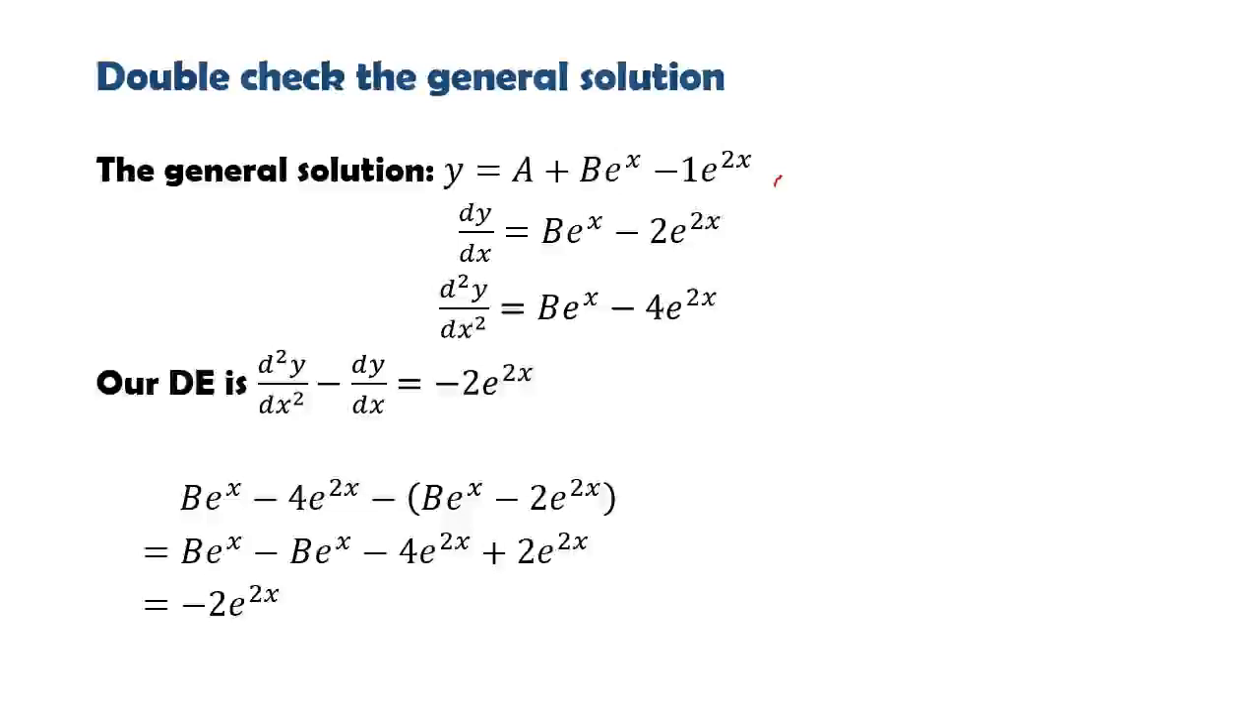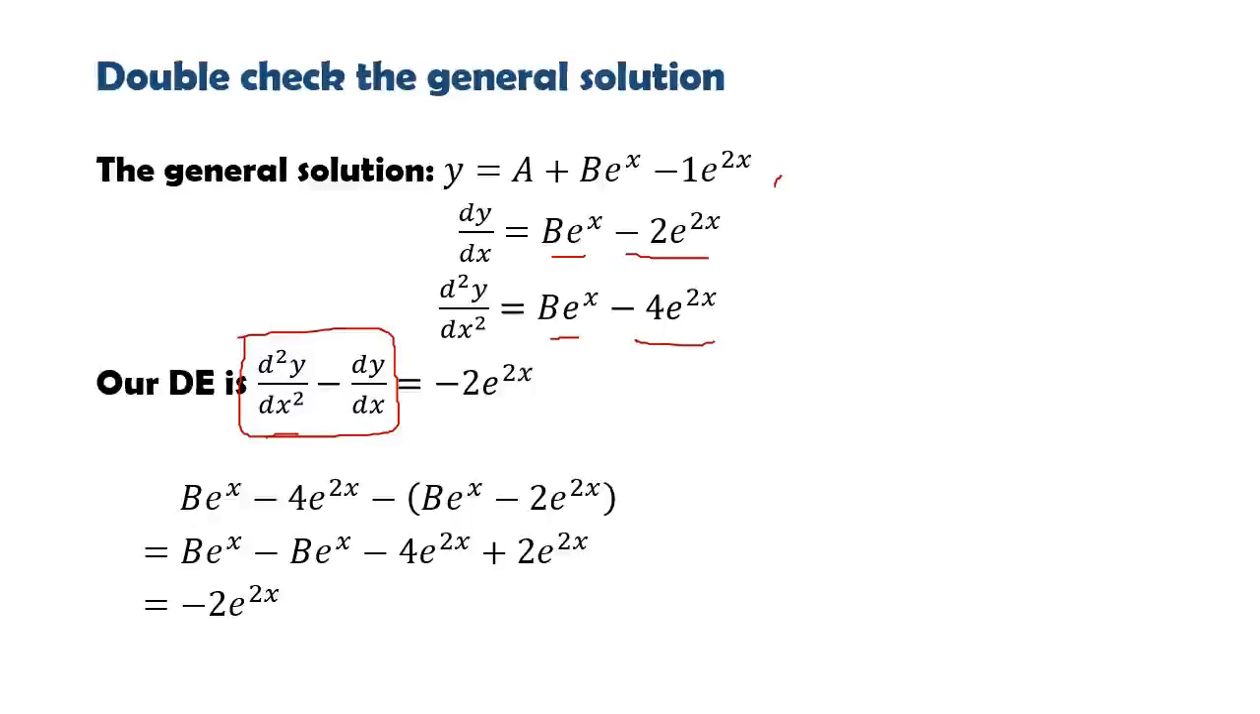We differentiate this general solution, and we will get y' equal to b e^x minus 2e^(2x). We can take a differentiation of this again, so we get the double differentiation of y, which is b e^x minus 4e^(2x). Our original differential equation is given by y'' - y' = -2e^(2x). So what we need to do is substitute the differentiation that we have done of our general solution.